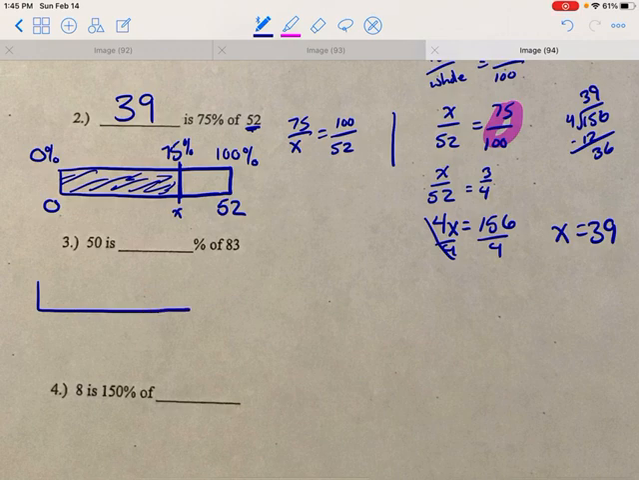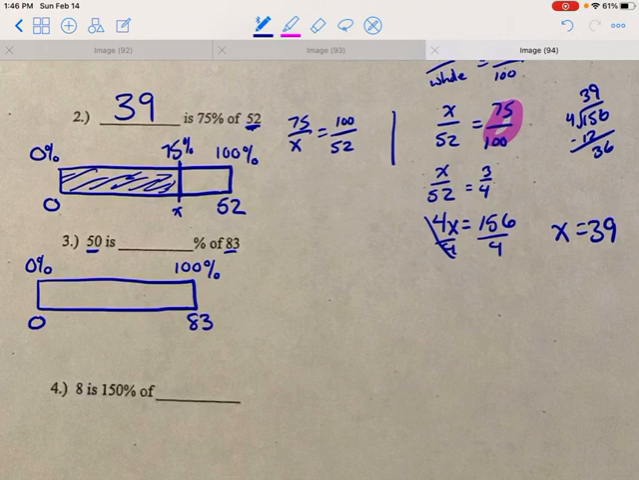I'm going to start by drawing my rectangle. I'm going to go 0% to 100%. And then 0 to my base, and it looks like my base is going to be 83. All right, so notice on this one, I'm not given the percent, but I'm given the part. So that's a number, not a percent. It's going to go on the bottom. So I want to eyeball where I think 50 falls, maybe about right here. And then I don't know my percent, so I'm going to put x percent.